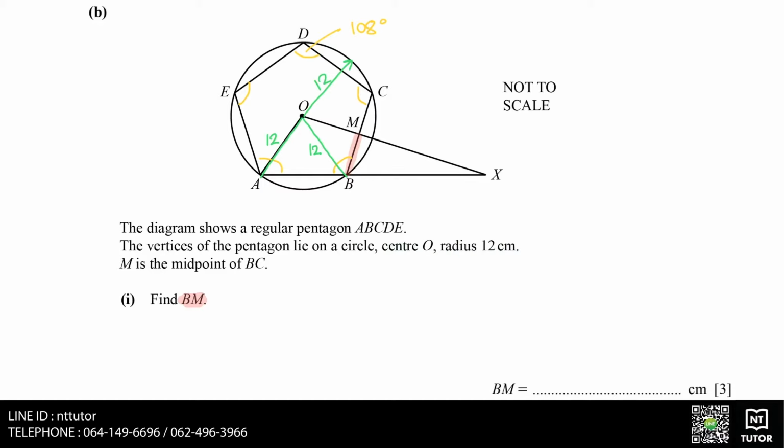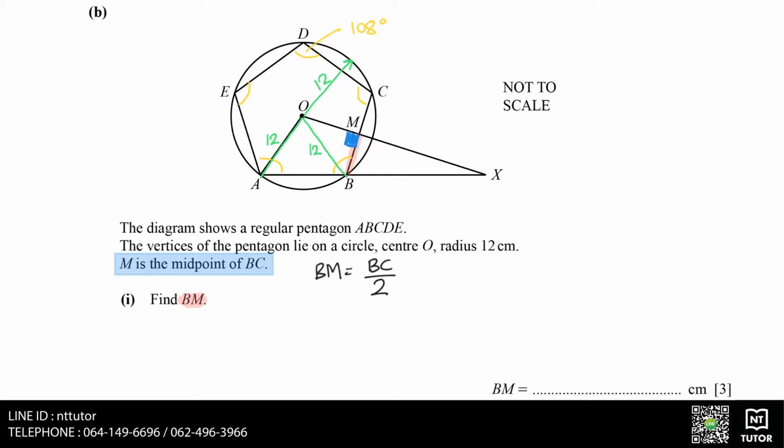The question also says that M is the midpoint of BC. So technically, BM should equal BC divided by 2. But if M is the midpoint of BC, BC is the chord of a circle, so BMO is a right angle. So we can find the value of BM by finding the value of BC, then dividing it by 2.